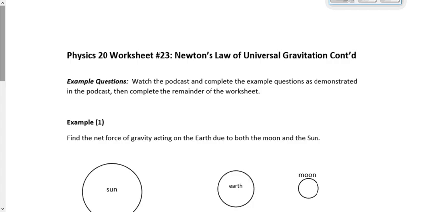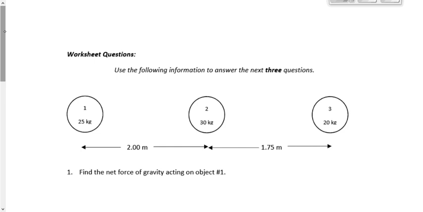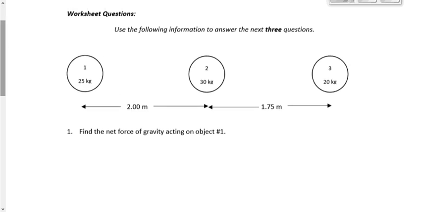Now let's take a look at worksheet number 23. We had 4 questions that you were asked to do on that one, 1, 2, 3, and 5. We're going to do all of those questions. Starting with number 1, it says find the net force of gravity acting on object 1. Now, pay really close attention to this next step, because this is the most important part, the hardest part. Once you get past this, you're probably going to be okay. Draw the free body diagram. That doesn't sound very hard, but people get messed up on these free body diagrams all the time.